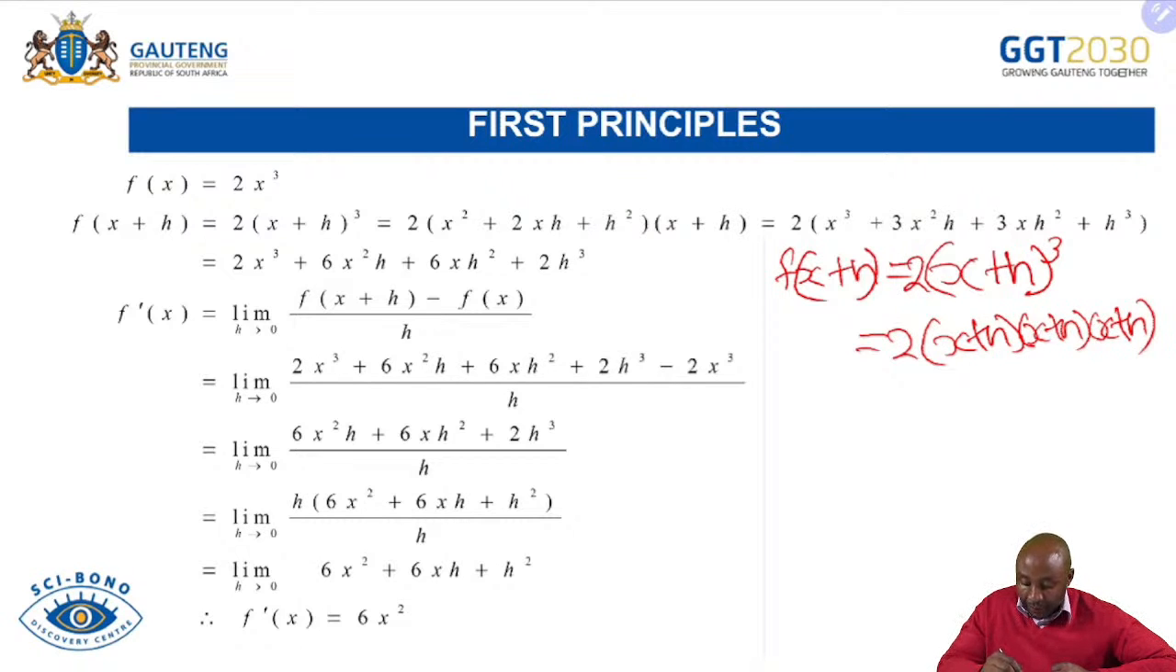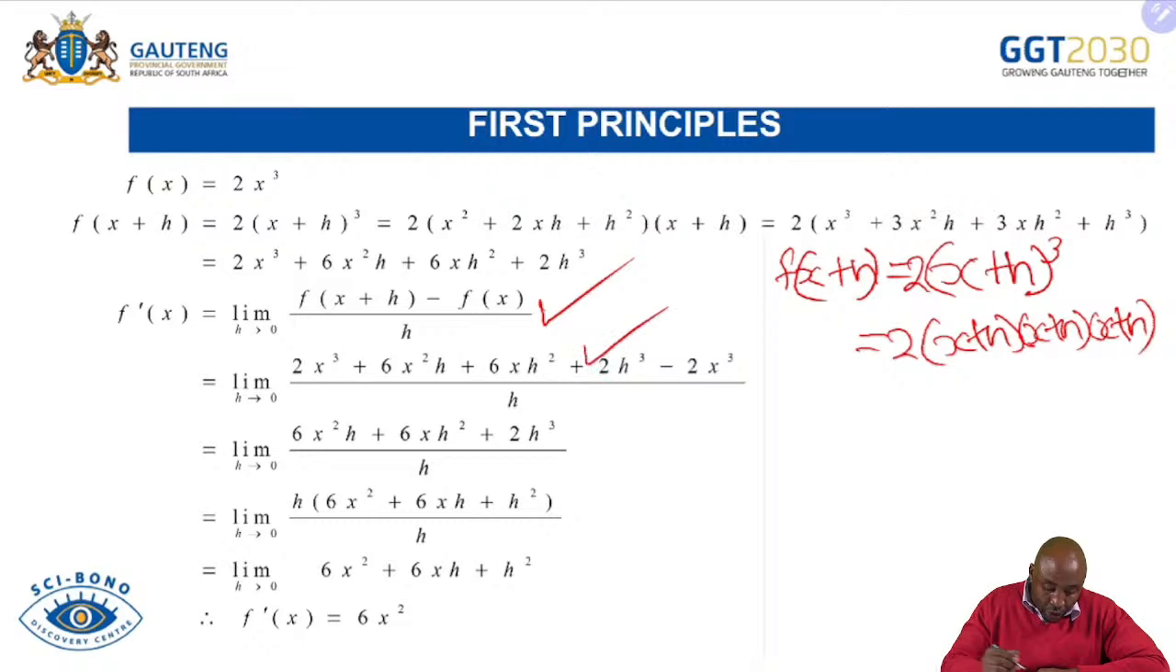So we'll expand the first two brackets, then you distribute the other bracket, and then you distribute the 2. You will get, in the bracket, x cubed plus 3x squared h plus 3xh squared plus h cubed. And then from there, we distribute the 2 so that we get 2x cubed plus 6x squared h plus 6xh squared plus 2h cubed.